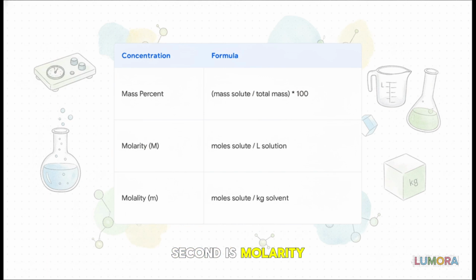Second is molarity. That's denoted by a capital M, which is moles of solute over liters of solution. This is your standard everyday benchtop chemistry unit. And third is molality, denoted by a lowercase m, which is moles of solute over kilograms of solvent. That's your temperature-independent unit. Keeping these three distinct in your head and knowing exactly when to deploy each one is absolutely crucial for both test day and your future lab work.